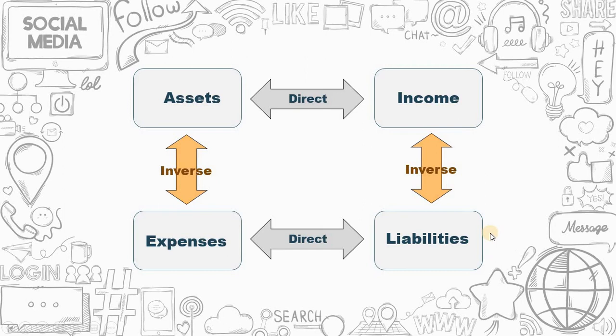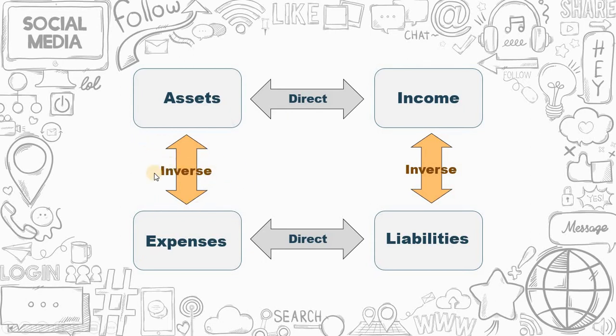So again, when we say direct relationship, if an expense account is overstated, its related liability is also overstated. And if a liability is understated, its related expense account is also understated. So let us now proceed to the relationship between asset and expenses. The relationship of asset and expense is inverse.